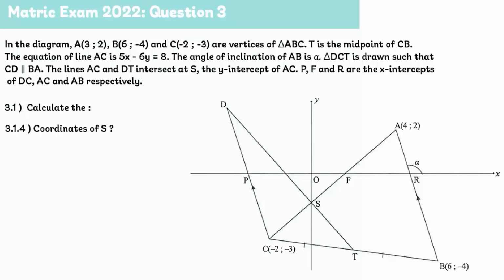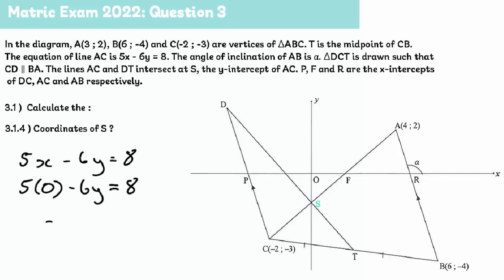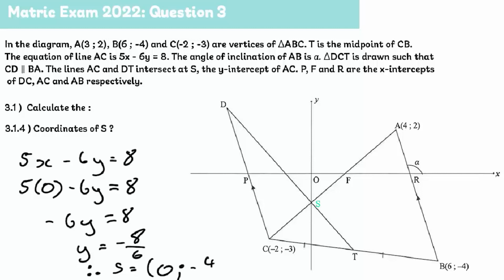Question 3.1.4 asks us to calculate the coordinates of S. Two things come to mind. First of all, we're told that the equation of AC is 5x - 6y = 8. S cuts the y-axis. So what does that mean? That means that x is 0. Therefore, we can just substitute 0 in and work out what y is. So that'll be -6y = 8, which gives y = -8/6. Therefore, S will equal 0 for the x coordinate and -4/3.